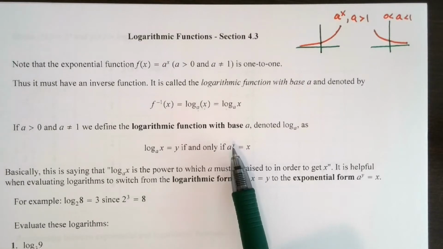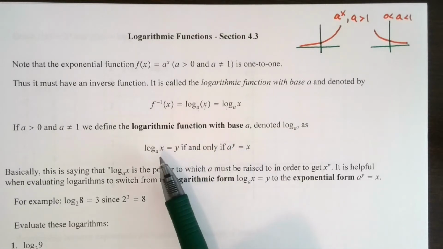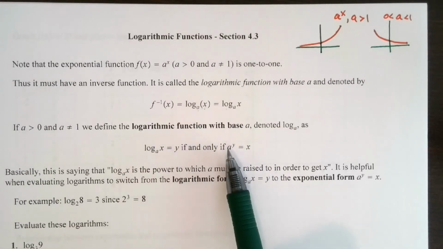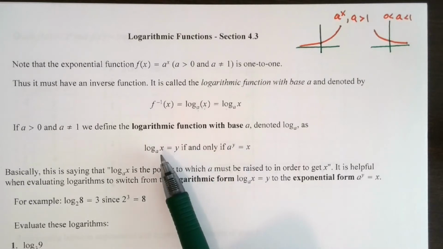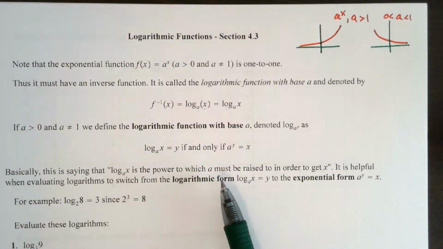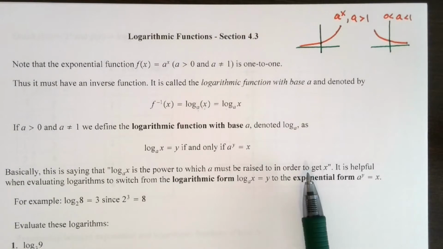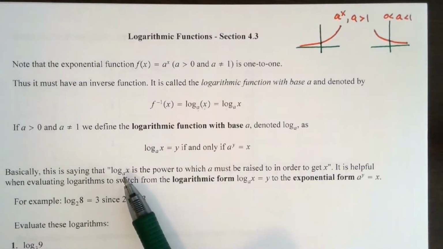A logarithm is an exponent. A logarithm is a power. That's what a logarithm is. It's the exponent on the base. Whatever your base is, base a, it's the exponent on a that we need in order to get the input, in order to get x. Okay, so that's what we're saying here. Log base a of x is the power to which a must be raised in order to get x. So log base a of x is a power or exponent.